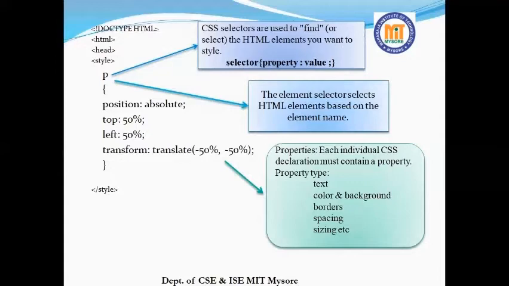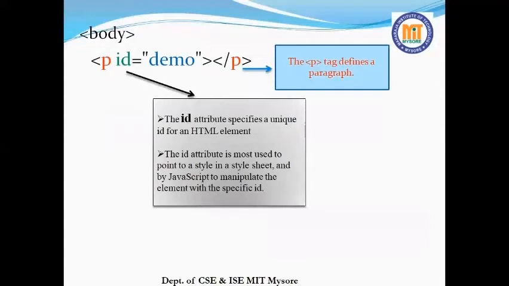Next, the last property is the transform property. This property applies a 2D or 3D transformation to an element. It allows you to rotate, scale, move, and skew the elements. Here the syntax is transform colon followed by the function name. Here I am using the function name translate. This function takes 2 parameters, x and y, replaced with the 2 values 50% and 50%. This defines a 2D translation. This is about the properties which we are going to apply for the respective tag P.